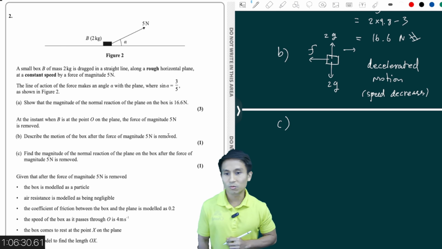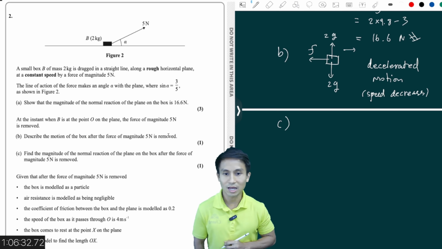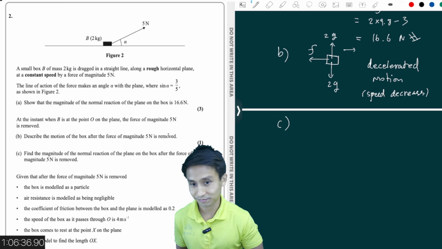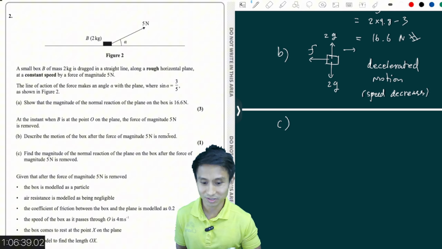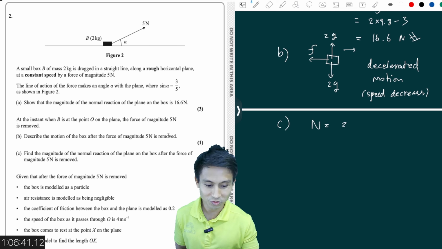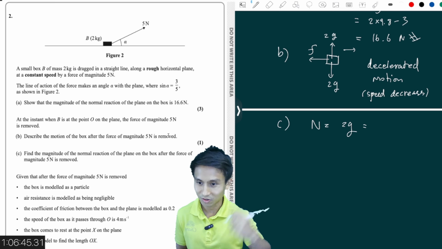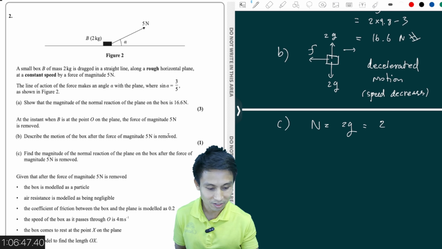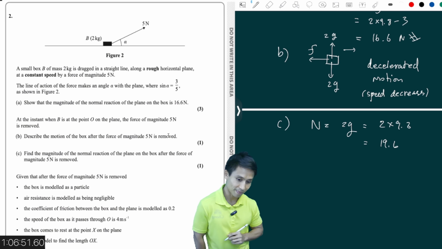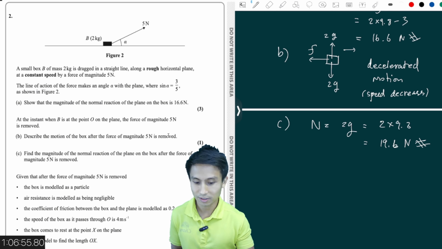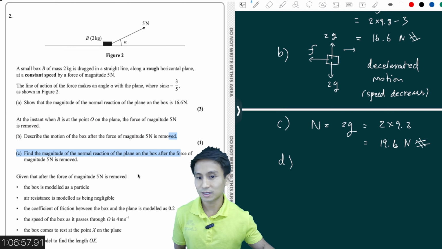Find the magnitude of normal reaction of the plane on the box after the force of magnitude 5 is removed. Magnitude of normal reaction. That's not hard, so just 2g. So N equals 2g, right? Because you don't have any other force acting up or down. It's just the weight, and the normal reaction should be the same. So that's 2 times 9.8. That's 19.6, right? Yep. Newtons. Okay. And part D here.